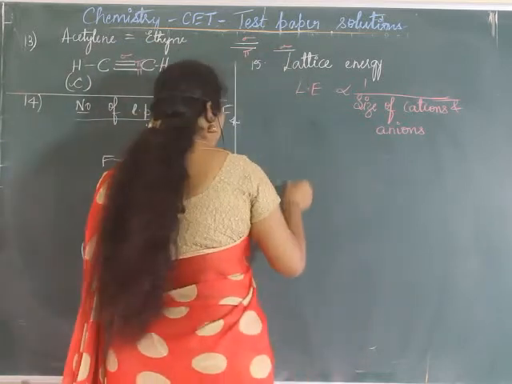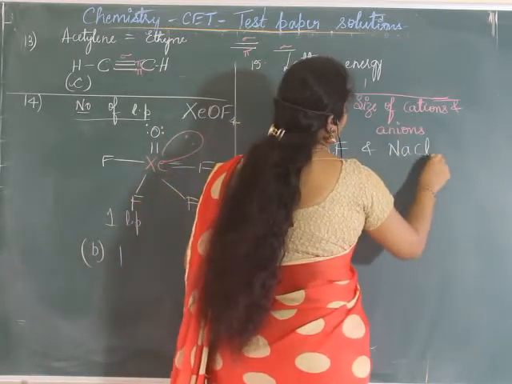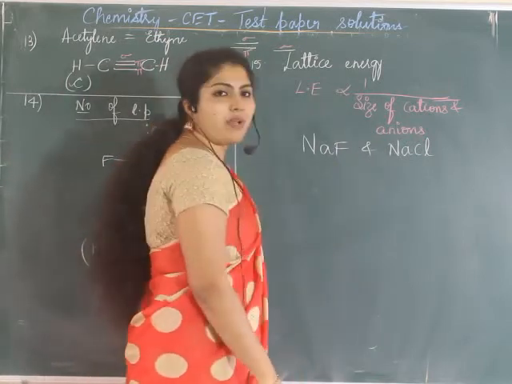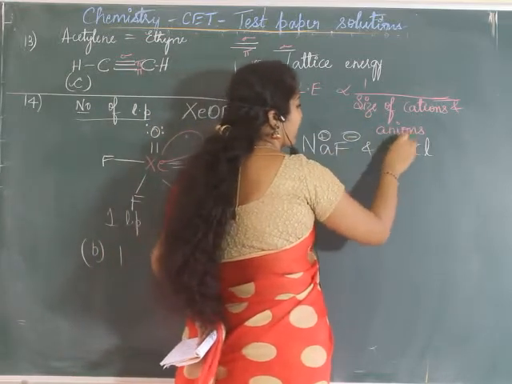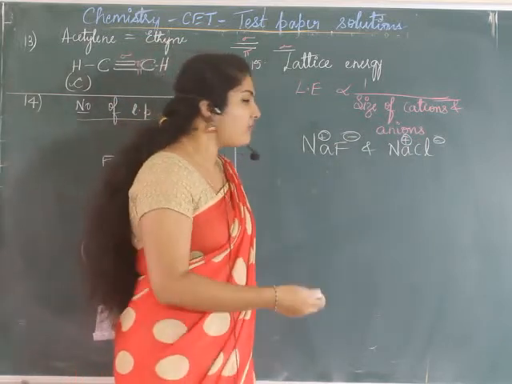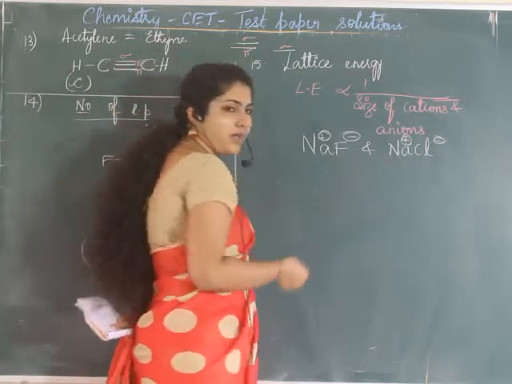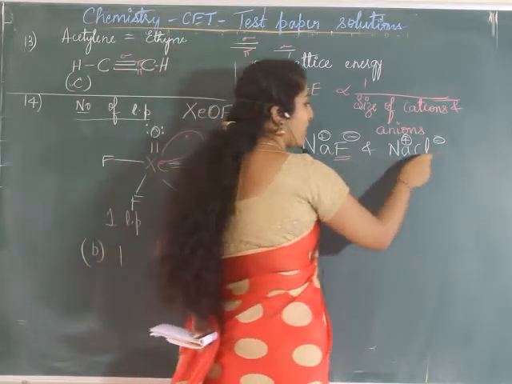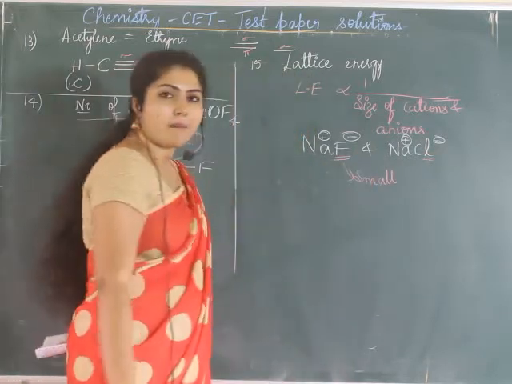With one simple example, let me explain. Among NaF and NaCl, now sodium is a cation here, fluoride is the negatively charged species. Here positive, here Cl minus. So if I consider Na plus and Na, both are same, so I have to go for the next consideration. Next consideration is fluorine, that is fluoride ion. Which has smaller size, fluoride or chloride? Fluoride has smaller size. Fluoride is smaller compared to chloride.